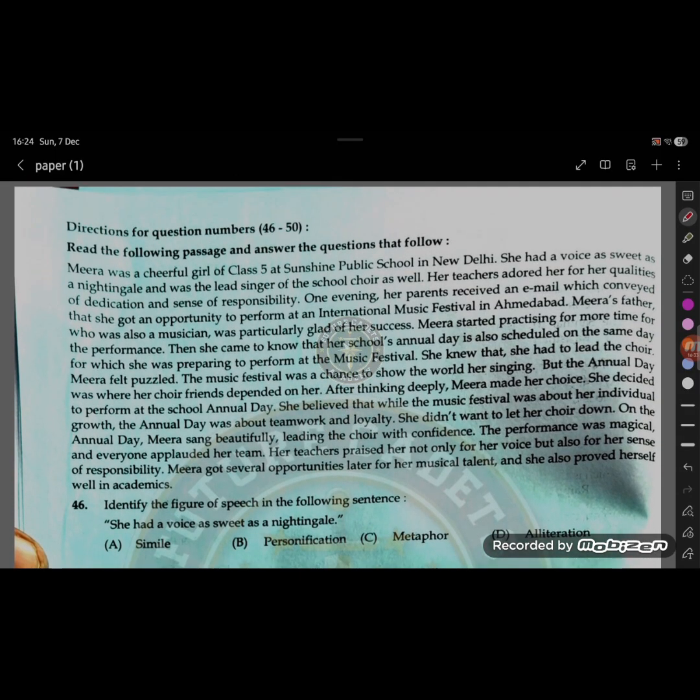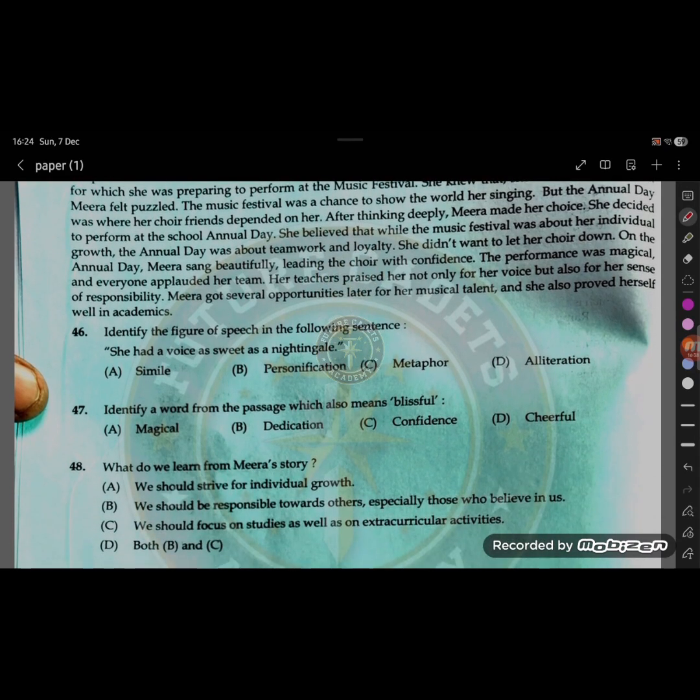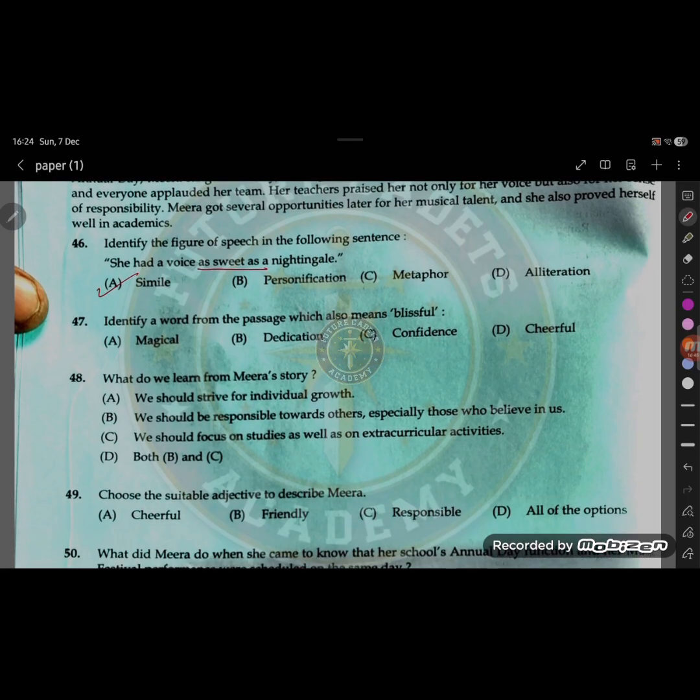Now coming to question number 46, and you need to answer this based on this passage. She had a voice as sweet as a nightingale. Now, as sweet as shows that it is a simile. These are figures of speech: personification, metaphor, alliteration. You can read more detail about them.